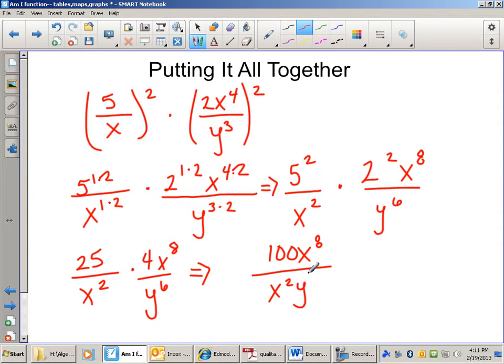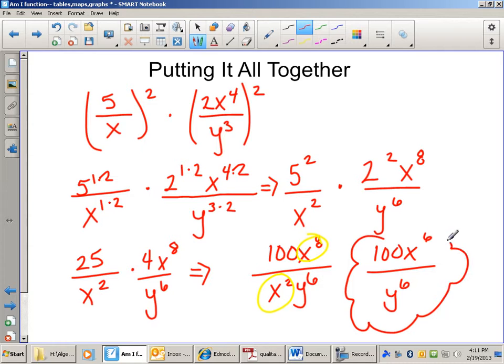And so now once we have that all done, we have to look vertically and see if we can simplify that way. And I can. I've got an x to the 8th and an x squared. So I will subtract those exponents to get 100 x to the 6th. And I still have y to the 6th on the bottom. So that would be my solution.